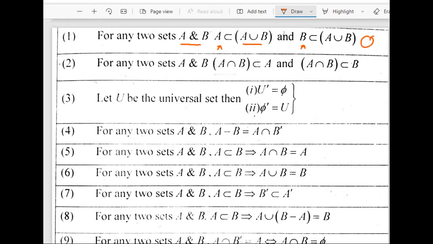This is A and this is B. When I say A union B, this means all this region, right? All this region has A and all this region has B. So I can certainly say that A and B both are the subsets of A union B, right?